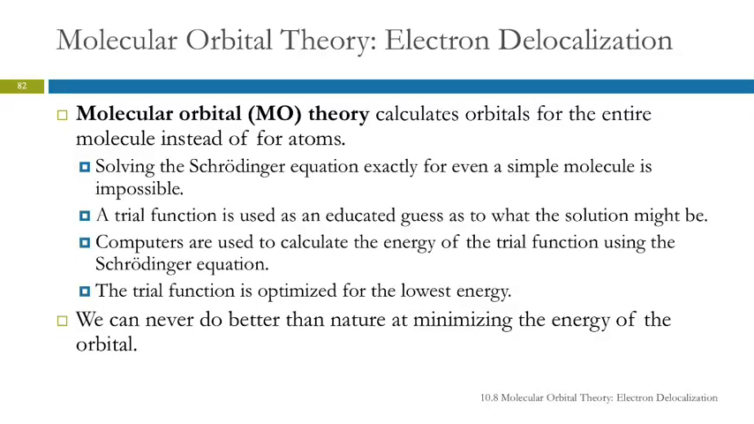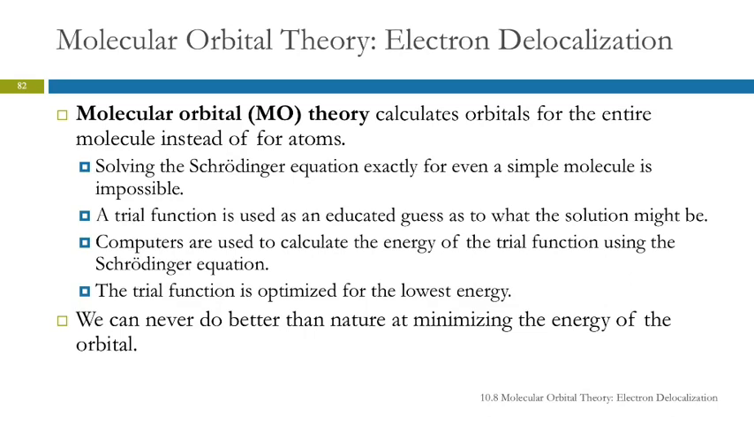So the third model we're going to look at is molecular orbital theory, sometimes abbreviated MO. This calculates orbitals for the entire molecule instead of just looking at individual atoms. Even for a simple molecule like H2, we can't solve the Schrödinger equation exactly.